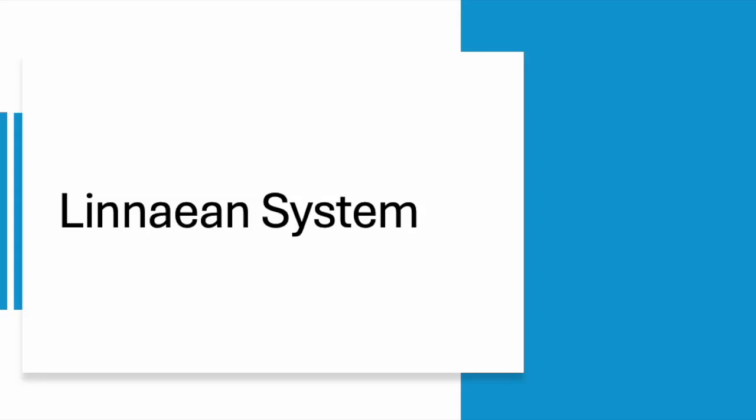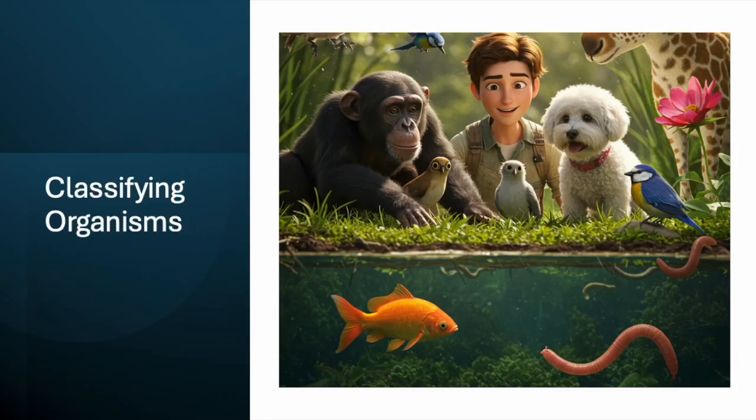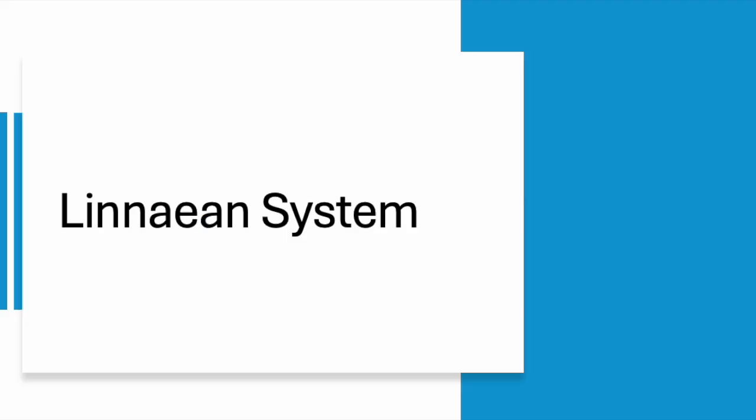Hello. Have you ever wondered how scientists organize the millions of different living things on Earth? Well, that's where classification comes in. Today we're going to explore how organisms are classified based on their shared characteristics, focusing on the famous Linnaean System and its modern expansion of the concept of domains.